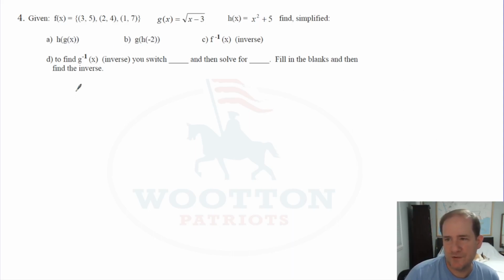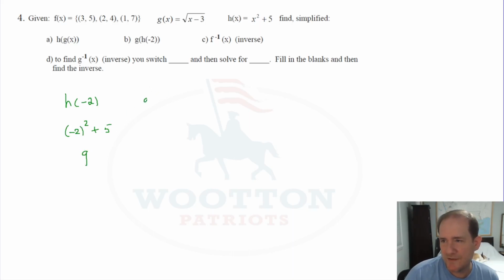You essentially just have to evaluate the inner function first, which is h of negative 2. So go grab function h, which is x squared plus 5, and plug the negative 2 where the x used to be. That gives me 4 plus 5, which is 9.